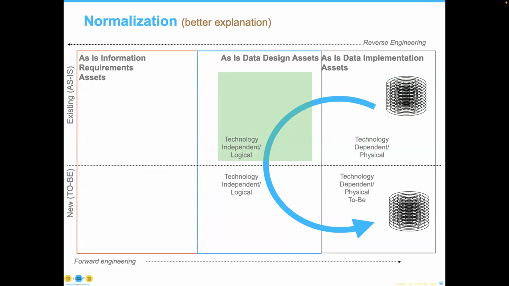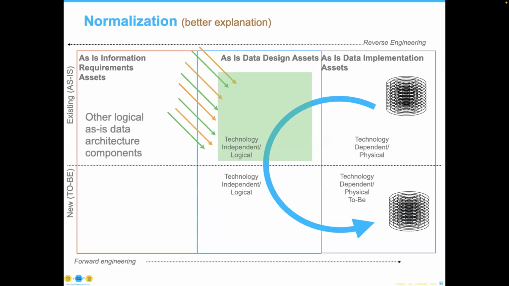So when I get to that technology independent model, I'm almost always doing that because I have some other logical as is data architecture components that I want to work in. And notice that I've taken the green blob and incorporated into it orange pieces as well. Only when I have that information done should I go to the to be and figure out what it could be and how much trouble it's going to be, and then denormalize as appropriate.